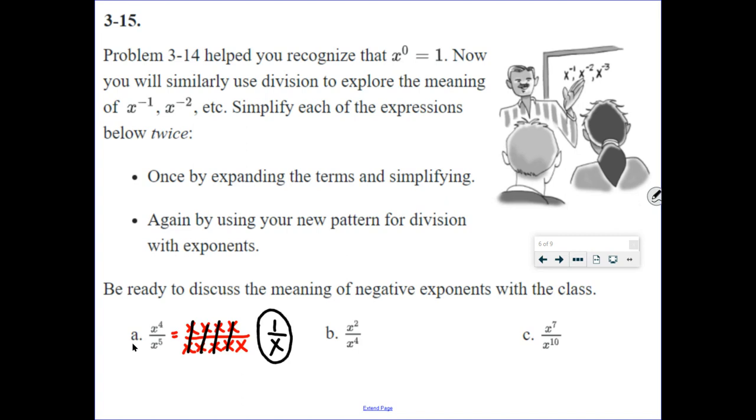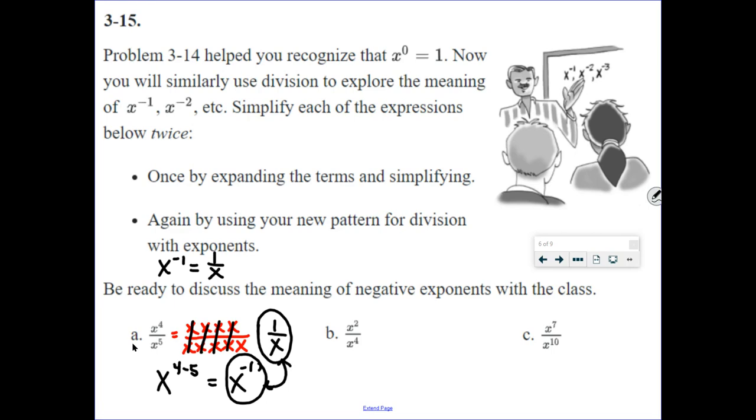Step number 2 is to use the rules of exponents, which says x to the 4th divided by x to the 5th is the same as x to the 4th minus 5. So 4 minus 5 is negative 1. So this equals x to the negative 1, meaning my conclusion is these two things are the same. So x to the negative 1 is equal to 1 over x.